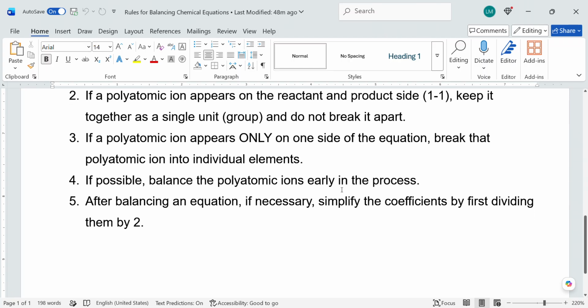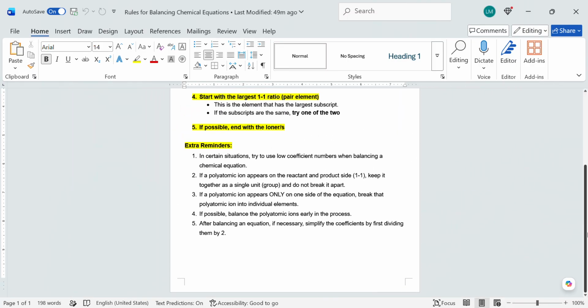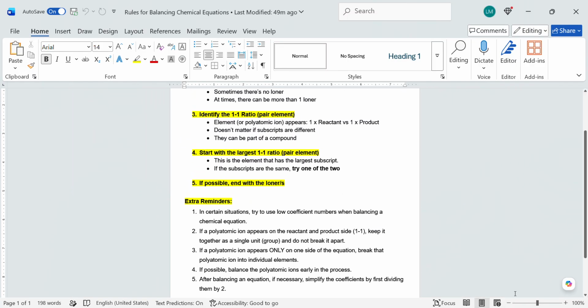The fourth reminder is that if possible, balance the polyatomic ions early in the process of the chemical equation. And the last reminder is that after balancing an equation, if necessary, simplify the coefficients by first dividing them by 2. So here's the overview of what I just went over.